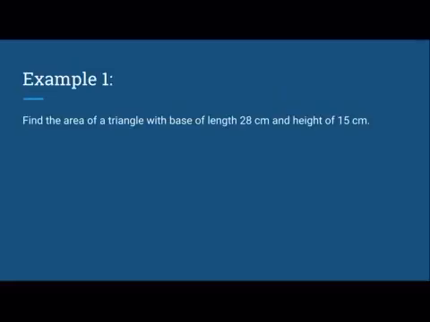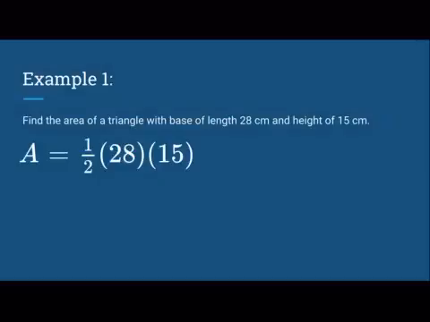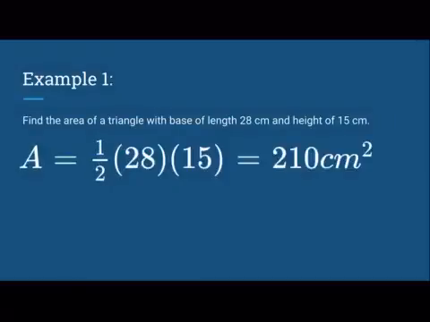So example 1. Find the area of a triangle with base of length 28 centimeters and height of 15 centimeters. Alright, so we're just going to plug in the numbers. So our area of the triangle is going to be 1/2 times our base times our height. And our base is 28 and our height is 15. So we're going to end up with 210 centimeters squared.